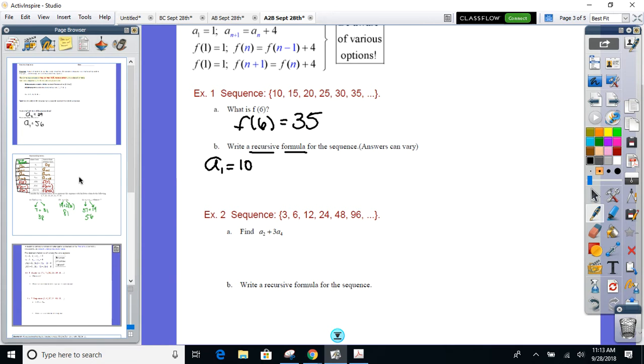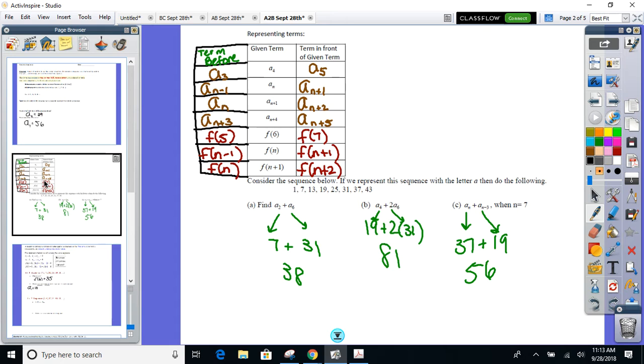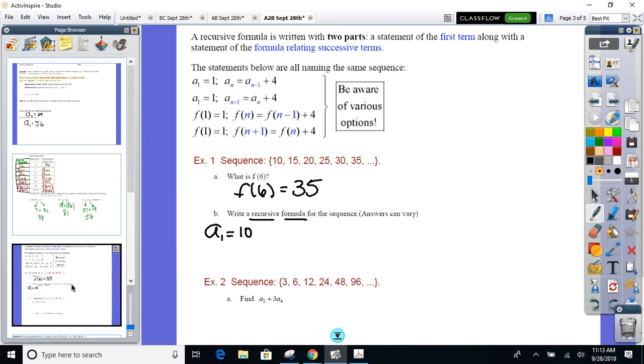How do I write this with all this fancy notation? I am going to go back to the whole table I had you guys fill out. I'm going to write any given term, a sub n. That's my given term. My given term is going to be found by taking the previous term. If a sub n is the term I'm on, how do you write the previous term? N minus 1. So a sub n minus 1. And again, remind me what the pattern is. What am I doing to the previous term? I'm adding 5.